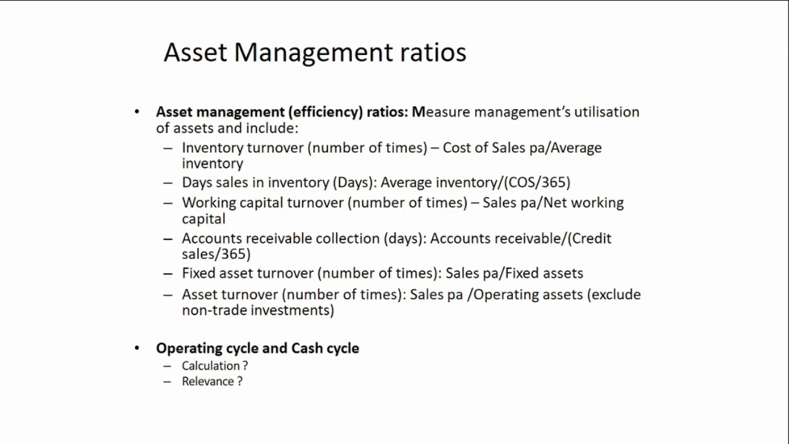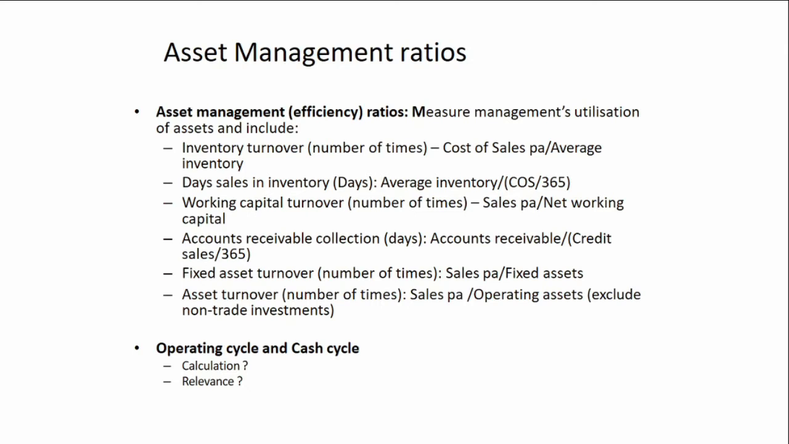The first ratio we are going to look at is the inventory turnover ratio. This is calculated by taking the cost of sales per annum divided by the average inventory. If you look at the name of this ratio, it indicates that turnover should be used. However, inventory is recorded at cost price, whereas sales is recorded at the selling price. So it is more meaningful to calculate this ratio by using cost of sales as opposed to turnover.